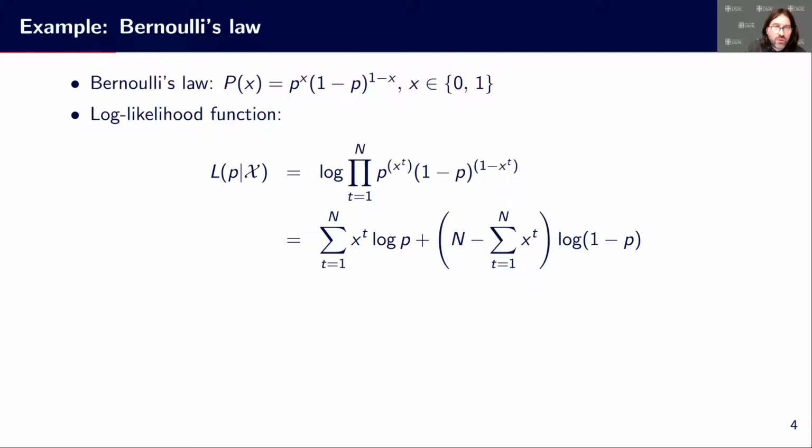Applying the log over a product gives us the summation. So we have a summation here, summing from 1 to n. And then we are using the other property, that log a power n is equivalent to n log a. So this is how we get this from that here. So we have a product of p power xt, so we have xt log p.